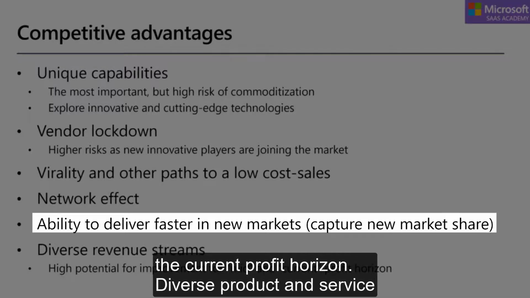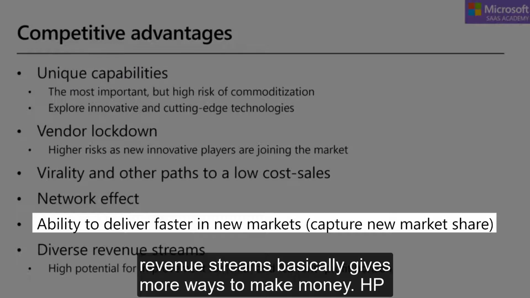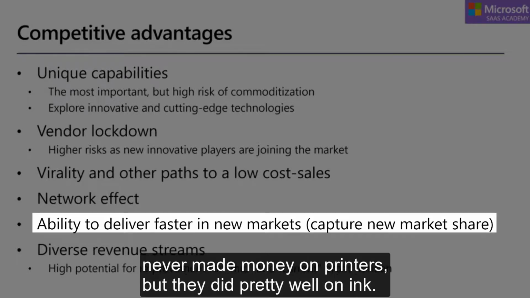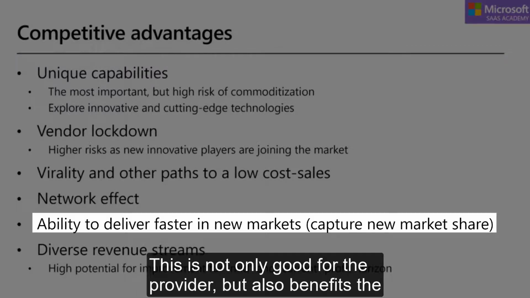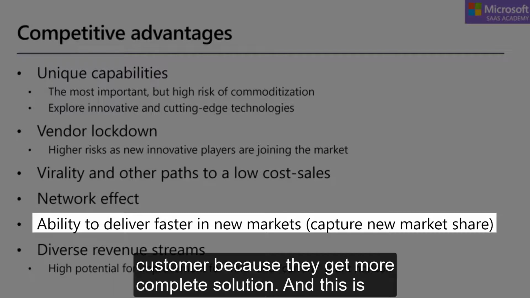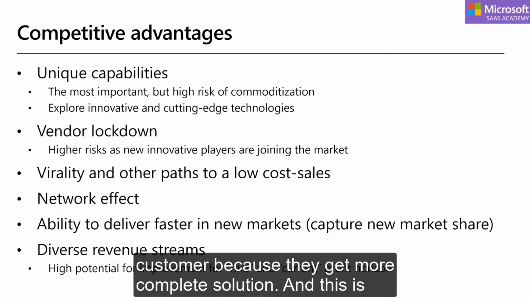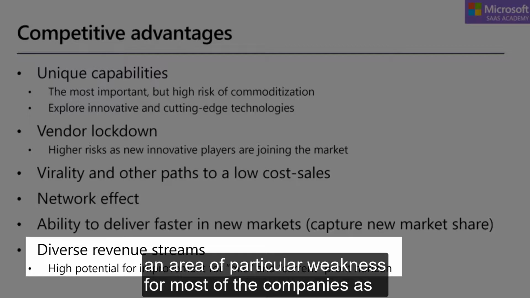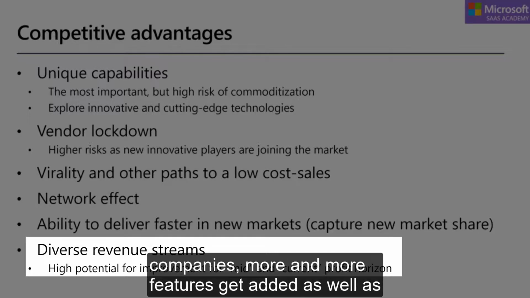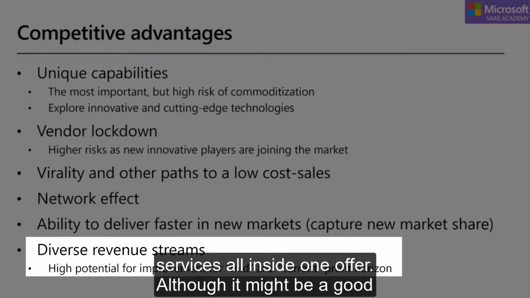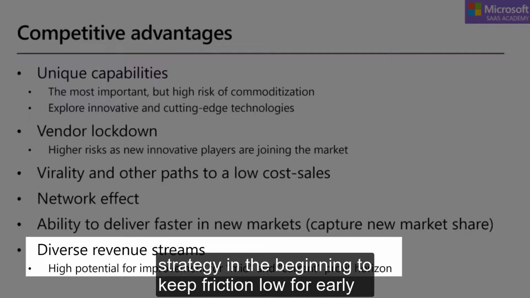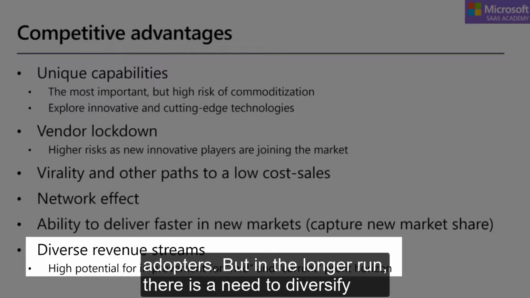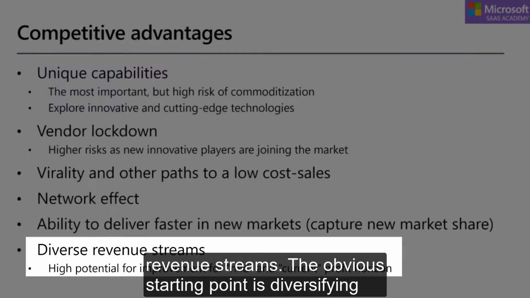Diverse product and service revenue streams basically give more ways to make money. HP never made money on printers, but they did pretty well on ink. This is not only good for the provider, but also benefits the customer because they get a more complete solution. And this is an area of particular weakness for most SaaS companies. More and more features get added, as well as services, all inside one offer. Although it might be a good strategy in the beginning to keep friction low for early adopters, in the longer run there is a need to diversify revenue streams.